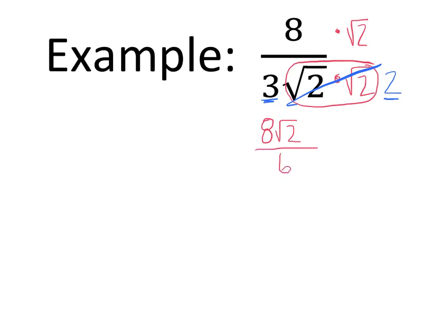Now what can I simplify? Well, you can only simplify the numbers that are on the outside of the radical, because again, they have to be like terms in order to simplify. Well, 8 and 6 both have a common factor of 2. If I take 8 and divide it by 2, I get 4. If I take 6 divided by 2, I get 3. Okay? So, it looks like my final answer is going to be 4 radical 2 divided by 3. And there is your final answer.